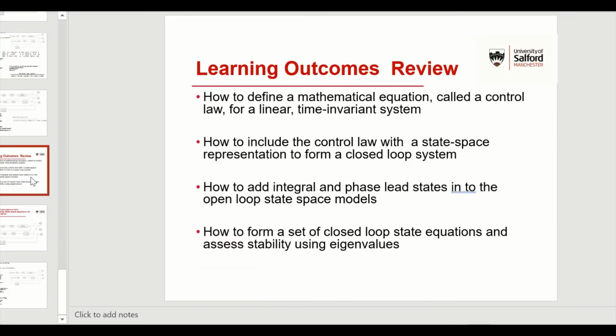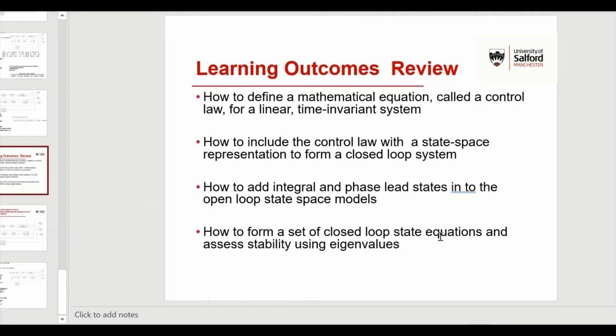So let's have a look at what we've learned from this. We should have learned how to define a mathematical equation called the control law for a linear time invariant system, and how to include the control law into the state space representations. That can be done, if it's proportional control as it is, if it's integral control adding in a state, phase lead adding in a state, if it's PI and phase lead adding in two states. So we've looked at how to add in integral states and phase lead states into the open loop models.